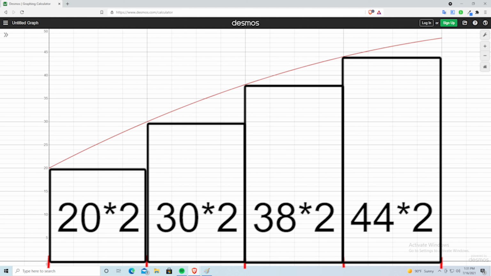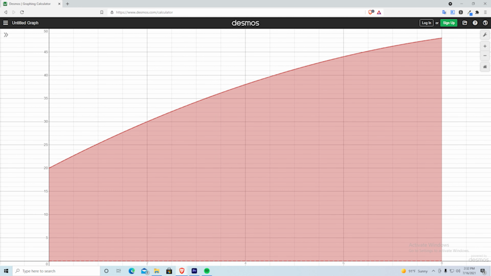And if I add up the areas of each of these different rectangles, I will get the left endpoint approximation that we computed earlier. And since the areas of each of these rectangles represents the distance traveled over that time period, if I were able to compute the exact area underneath this function from 0 to 8, that would give me the exact distance traveled over that time period.